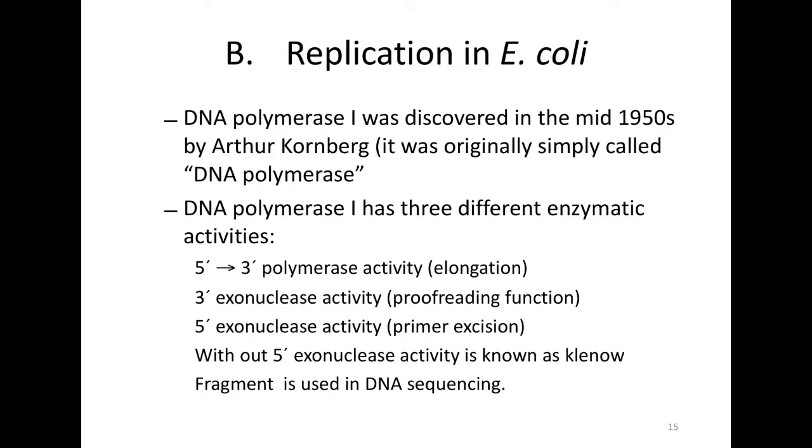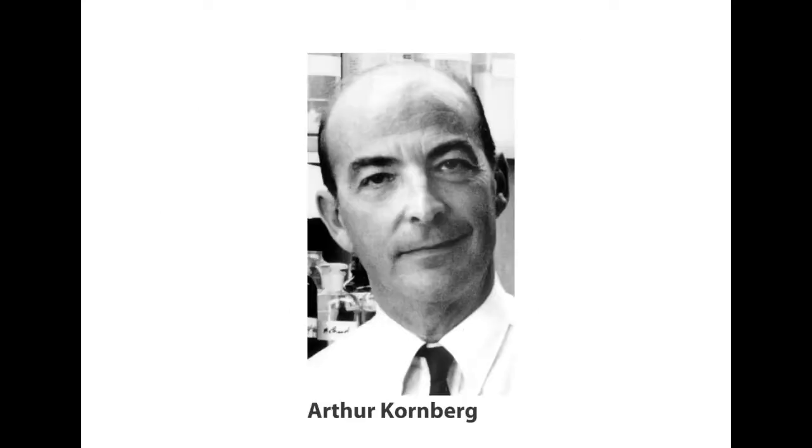In the 1950s, Arthur Kornberg discovered the first enzyme, DNA polymerase 1, which has three activities: 5' to 3' polymerase for elongation, 3' to 5' exonuclease activity for proofreading, and 5' to 3' exonuclease activity for the excision of RNA primers. DNA polymerase 1 lacking the 5' to 3' exonuclease is known as the Klenow fragment.